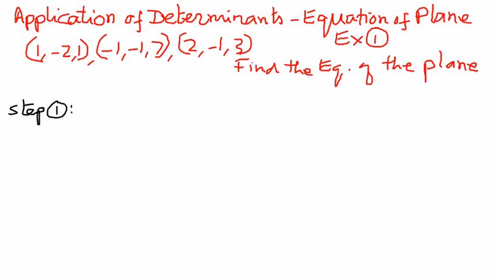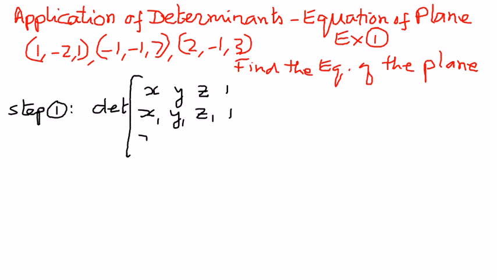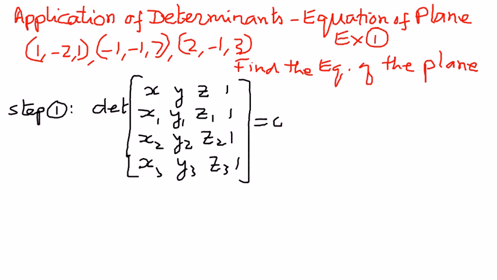According to the procedure, if we were to find the determinant of x, y, z, 1, then x1, y1, z1, 1, x2, y2, z2, 1, and x3, y3, z3, and 1, and then equate this to 0, that should be able to give us the equation of the plane.